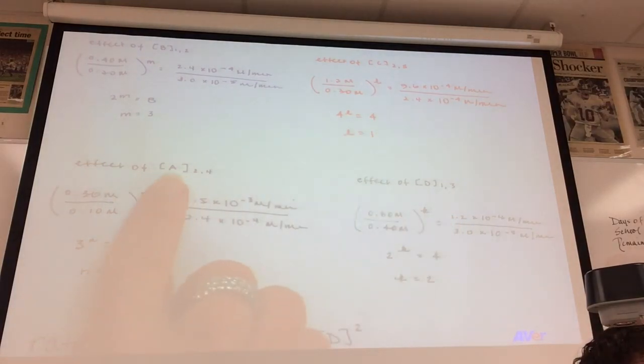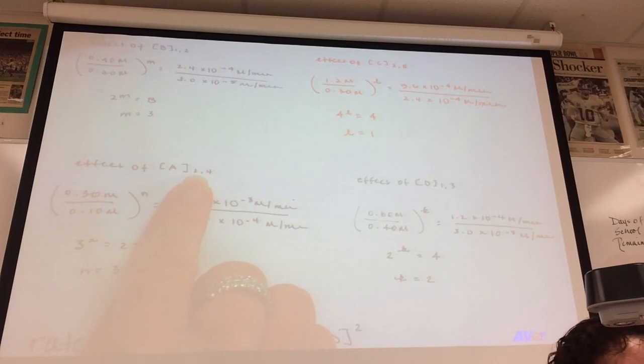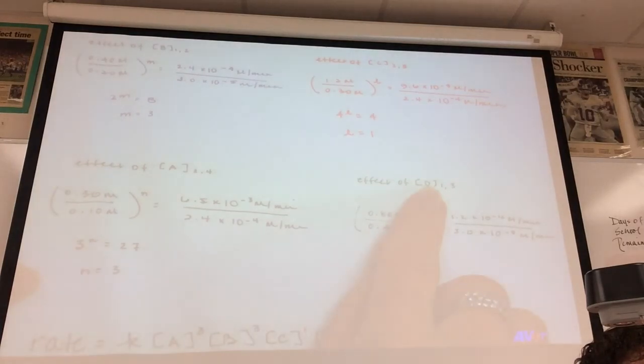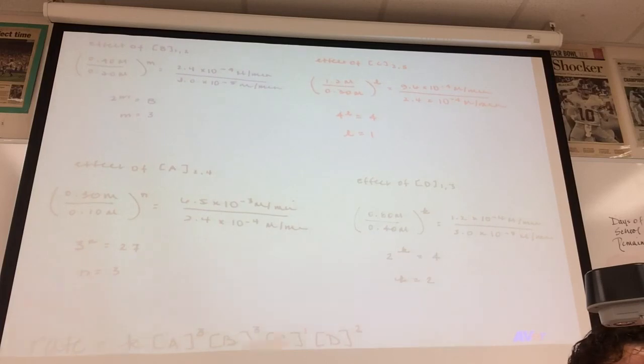I looked at the effect of A in experiments 2 and 4. A tripled, the others were held constant. Order with respect to A is 3. And then to get the effect of concentration of D on the rate, I looked at experiments 1 and 3. D is doubled. The rate quadruples. Order with respect to D is 2. Here's my rate law. If they asked for overall order, you would have 9.